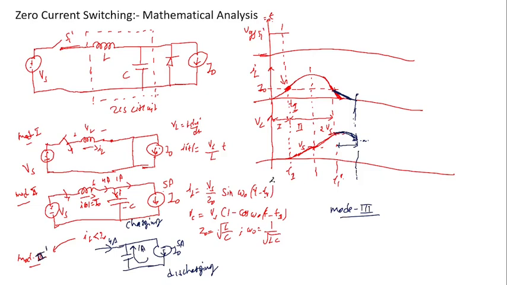So here, this instant is called mode 1, this instant is mode 2, and this instant is called mode 2 prime. Here, this is the time t2 and this is the time t1. So after this t2 time, what will be happening? After this t2 time, it will take some time. But here, I have not mentioned what is happening with the gate to source voltage. Here the switch has already turned on. Let's say I turn off the switch at this instant.